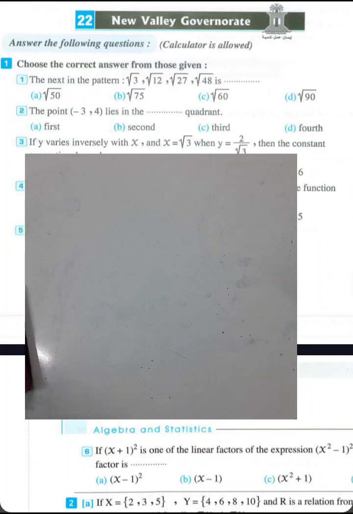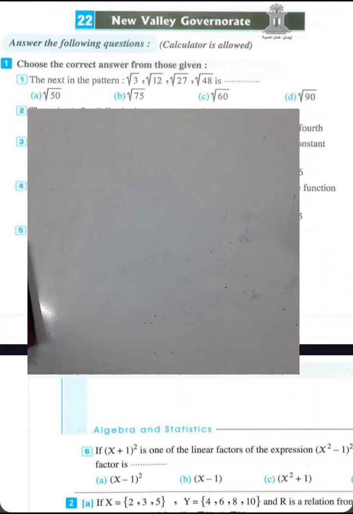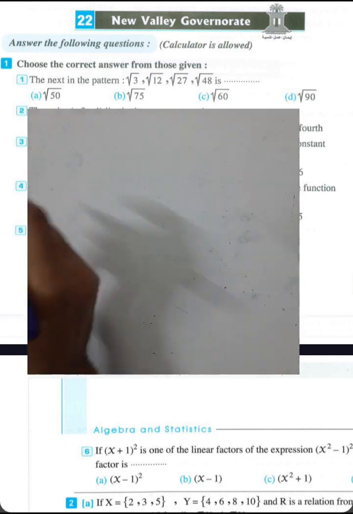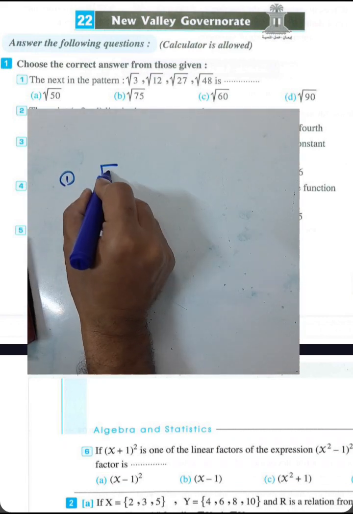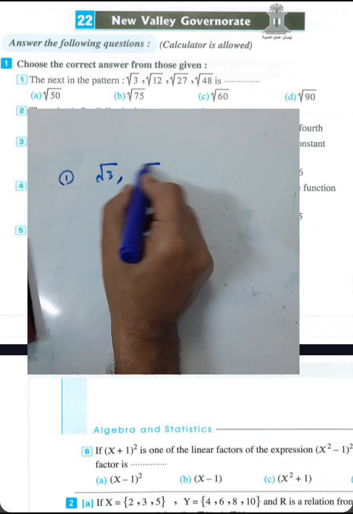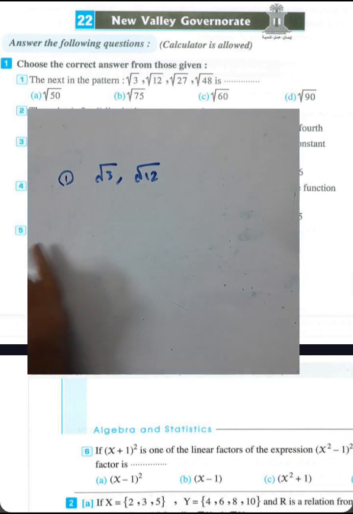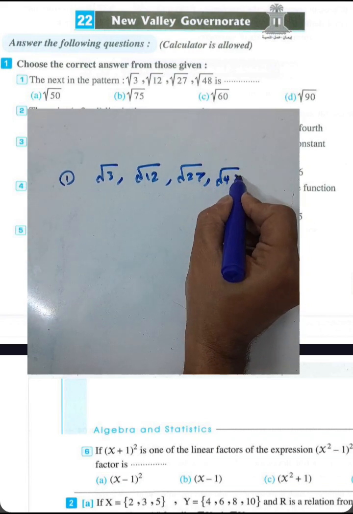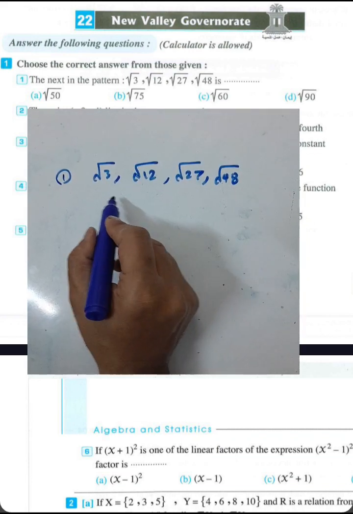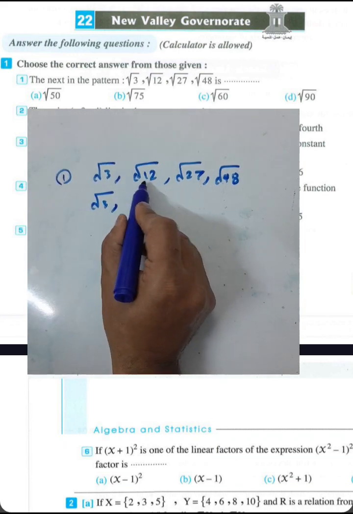About question number one. Question number one here: the next in the pattern here, root 3, root 12, root 27, root 48. Square root of 12 equals the square root of 4 times 3.